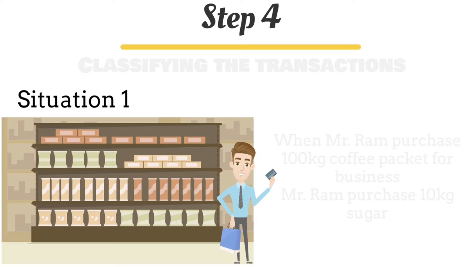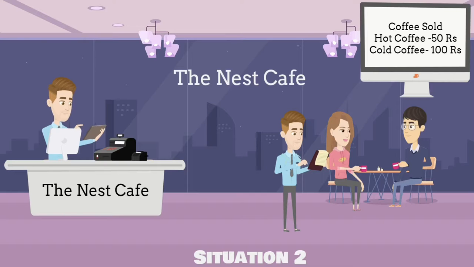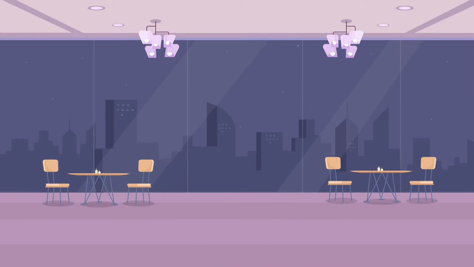Now moving to step 4, which is classification of transactions. Situation 1: Mr. Ram purchased 100 kilograms of coffee packets for business. Mr. Ram purchased 10 kilograms of sugar. Situation 2: In Nest Cafe, 50 cups of coffee are sold in total. Hot coffee costs 50 rupees per cup. Cold coffee costs 100 rupees per cup.